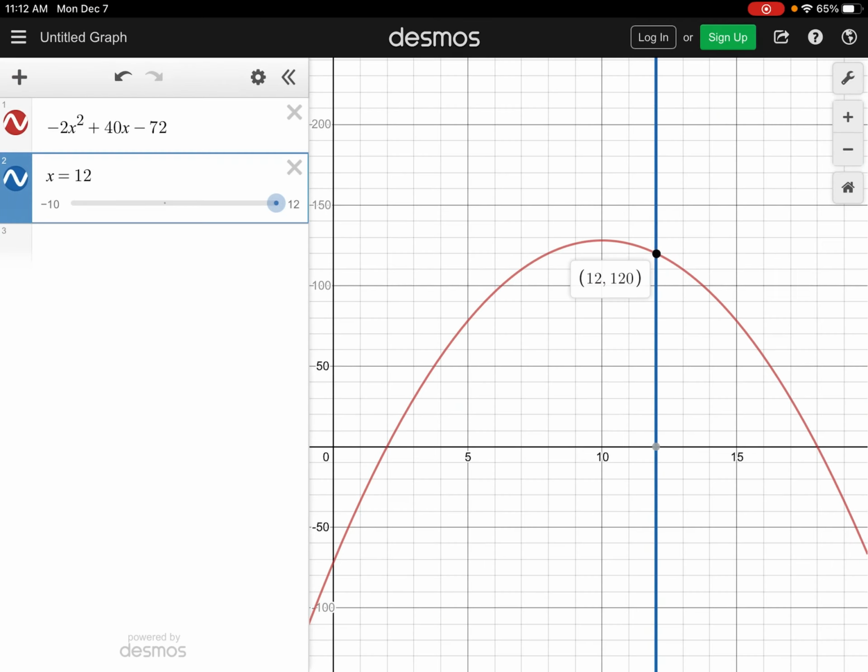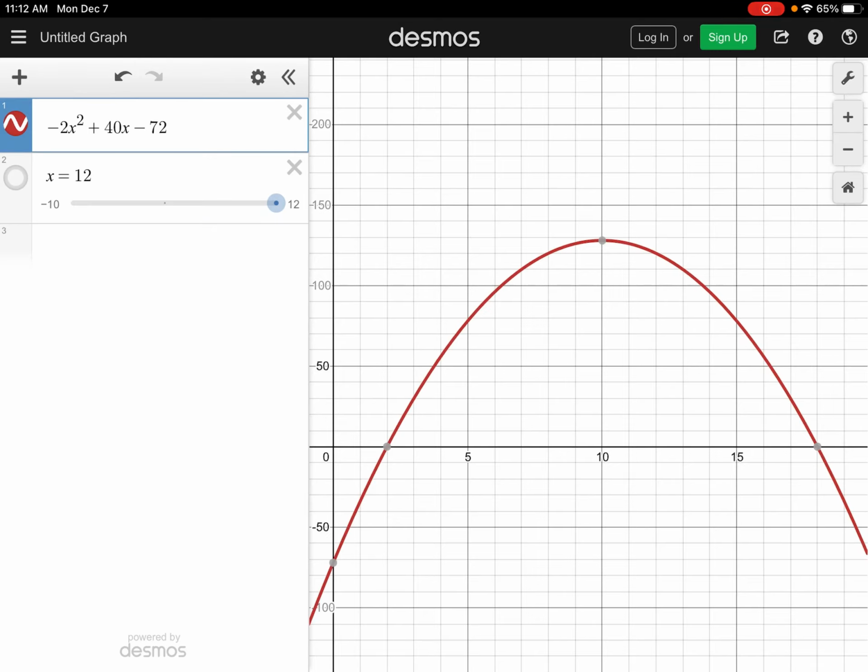So if we go to Desmos, I already have it typed in here. And so here's our equation. If we wanted to find when is the fish 0, we could just graph it and find the x-intercepts. If we wanted to find the maximum number of fish, we could just find the maximum. And that would be at 10 degrees, it would be 128,000 fish. We see here that the y-intercept is at negative 72.